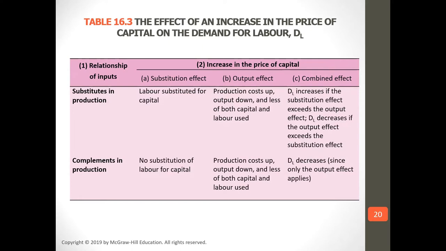For complements in production, there's no substitution of labor for capital. So labor and capital work together. It's kind of like you're working and using technology to improve your work. For example, you use automation to improve your work performance. So certain tasks you would automate while other tasks you would do on your own. So you'd use automation as an augmentation to your work. So this would reduce demand for labor ultimately.